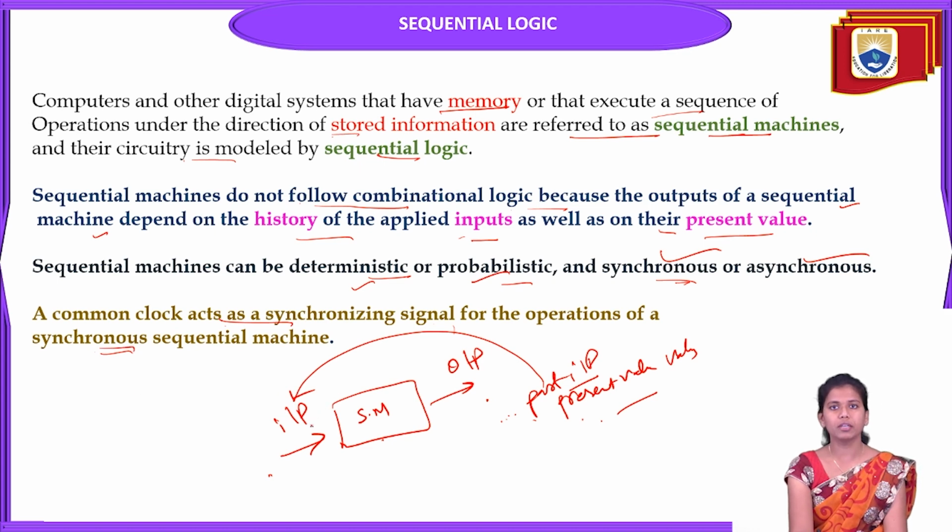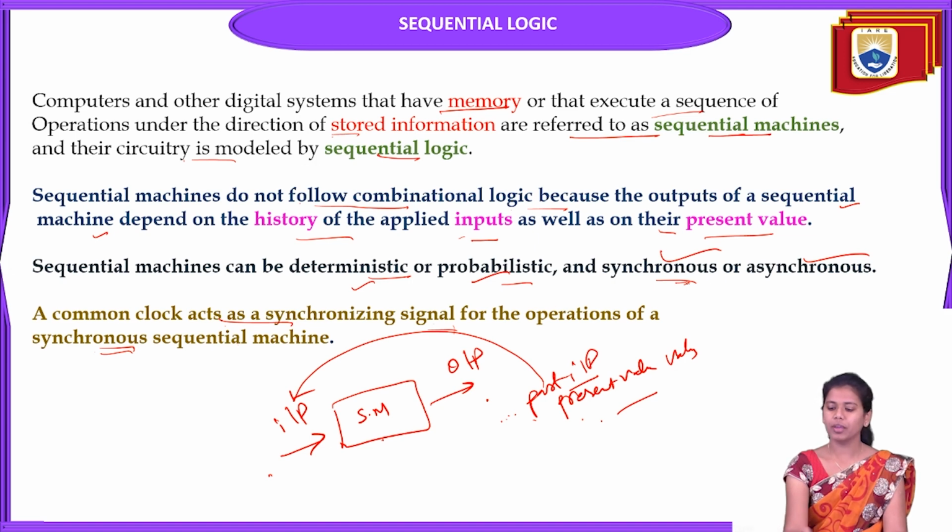So in order to operate synchronous sequential machines, we definitely need a common clock. Based on the clock signals, each and every clock signal determines how the signal is passing. Synchronously, the signals will pass. The common clock, which is appended to the sequential machines, acts as a synchronizing element for the operation of synchronous sequential machines.